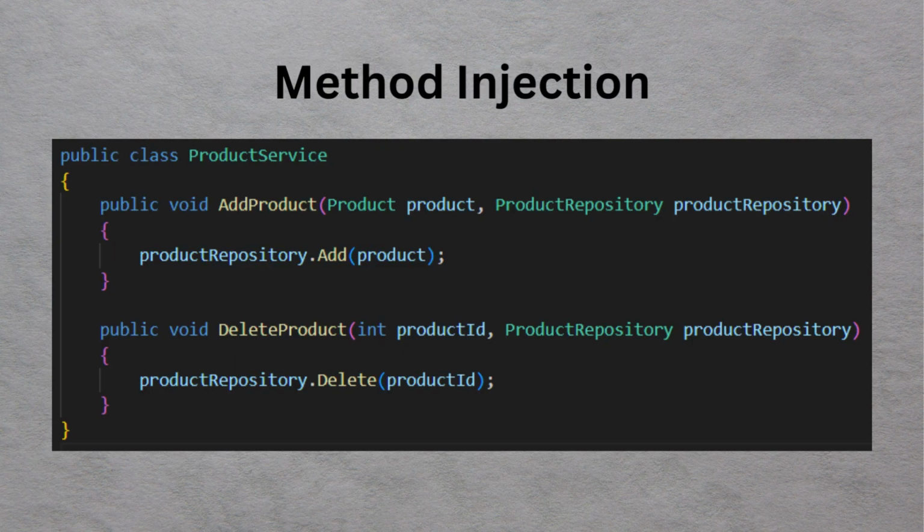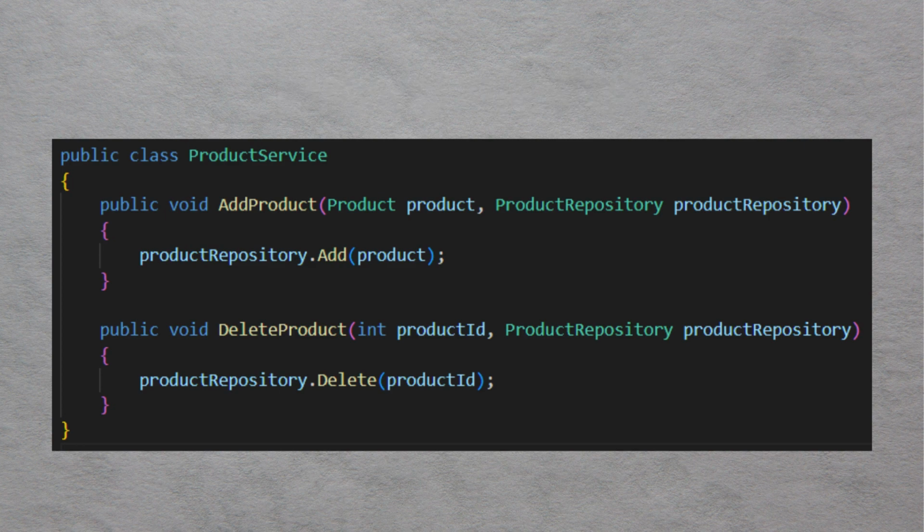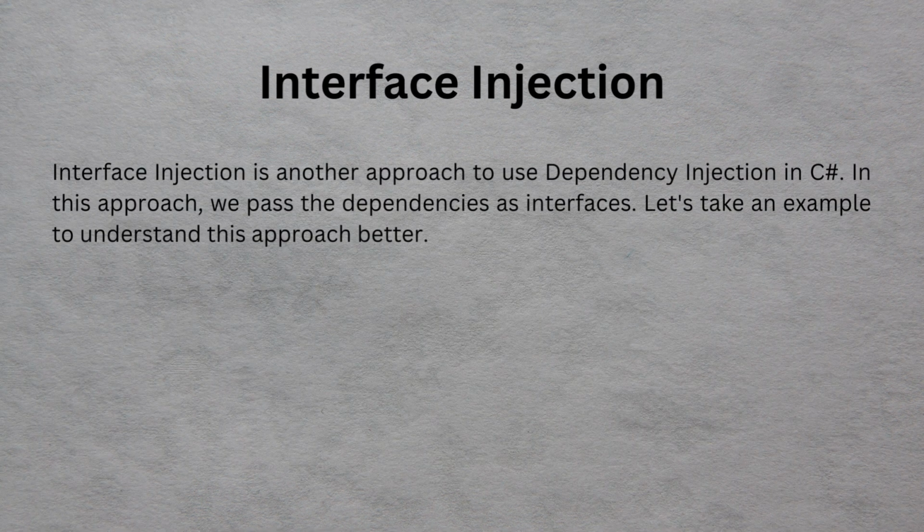Suppose we have a class called product service that is responsible for managing product data. The product service class depends on a product repository class to interact with the database. Here is the code for the product service class. In the code snippet, we are passing the product repository class as a parameter to the methods of the product service class. This approach is not recommended because it creates tight coupling between the classes and also makes the code harder to read.